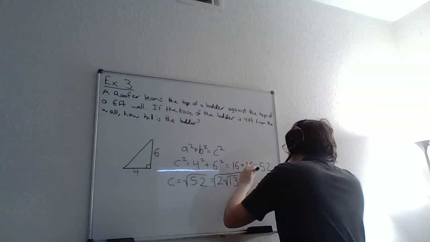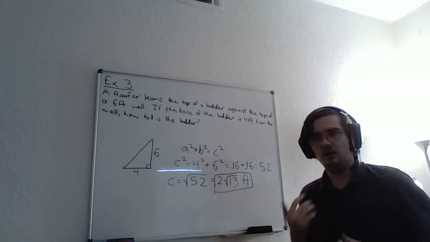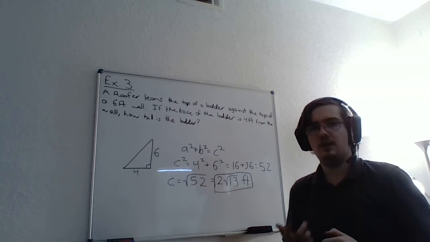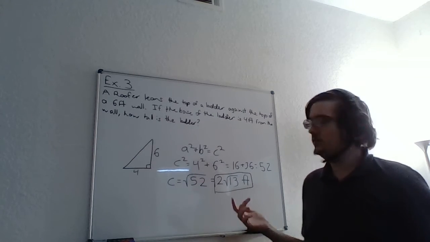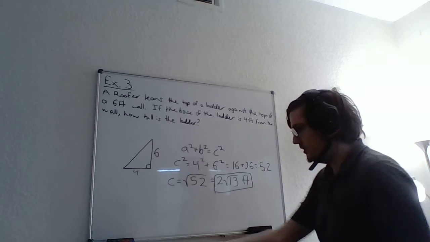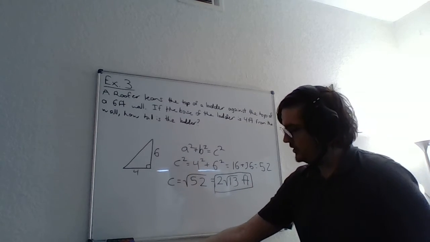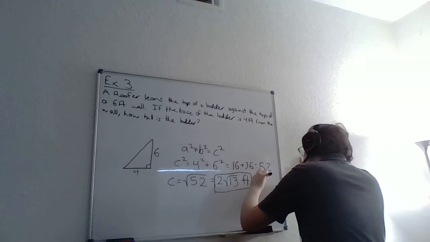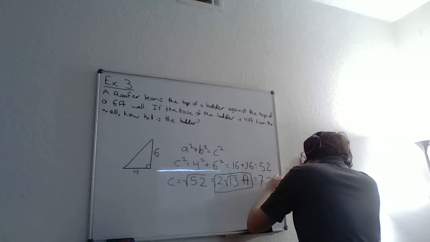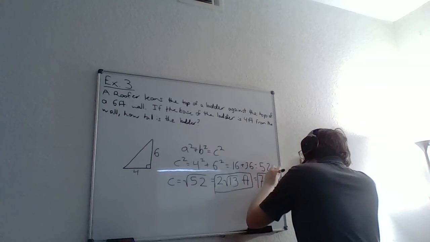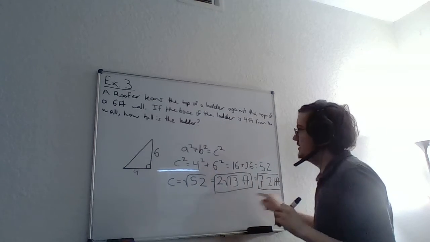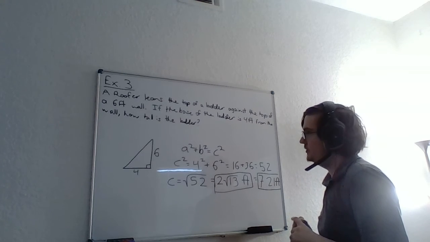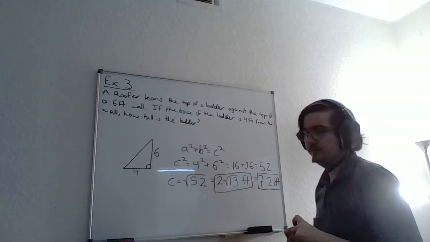Now, in real life, you don't normally use square roots to describe how long something is. So what you do is you do 2 times the square root of 13 in your calculator, and you would get 7.21 feet. And then that right there is the length of this side of the triangle, which is also the length of the ladder.